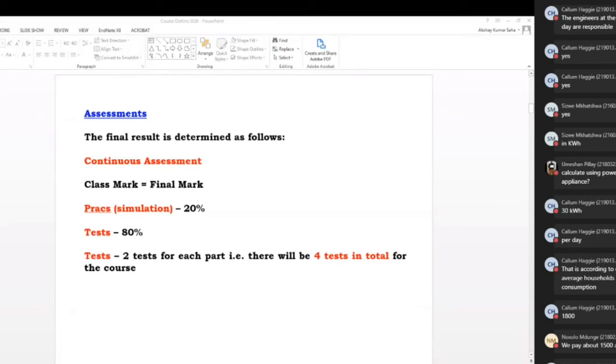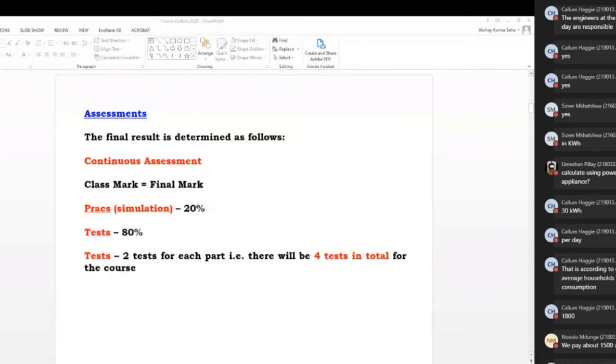So I'm coming to the next slide, which is on the assessment. Can you see that one? Okay, now as in this COVID situation, we have class mark equal to final mark that we have seen in the first semester as well. Now we're coming to the same thing. Class mark will be equal to final mark, and we'll have practicals and tests. We'll have 20% from the practical, and it will be simulation studies.